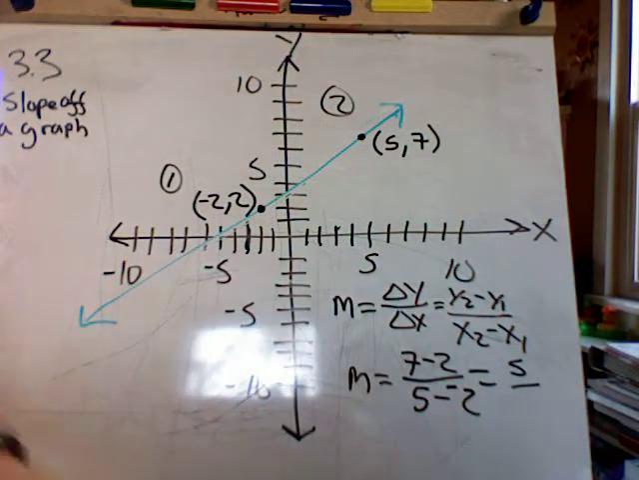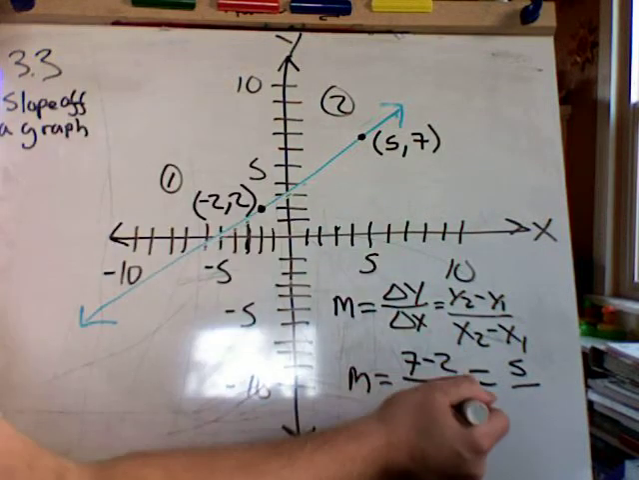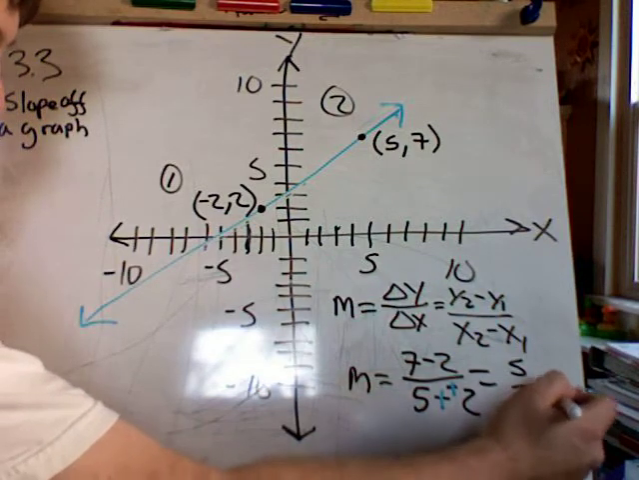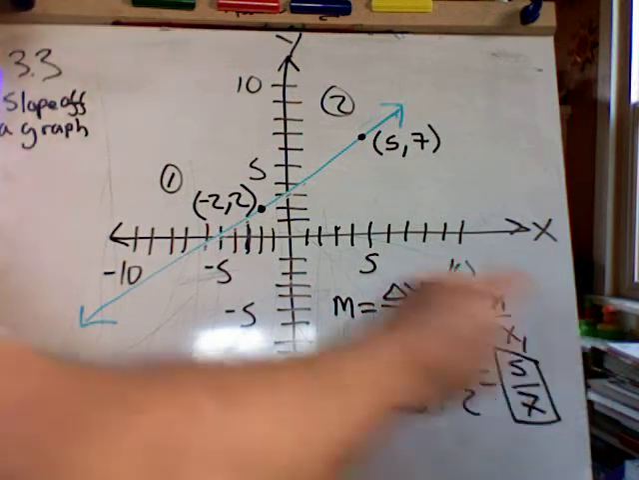Now 5 subtract a -2. It's going to help me if I do my sign changes. So that'd be the same as 5 plus 2, which is a 7. So my slope is a 5/7.